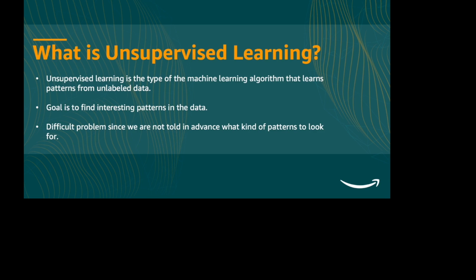And now, what is the goal? The goal is to find interesting patterns from the data. However, this term interesting pattern is very subjective and varies from problem to problem. Since it is subjective, it is very difficult. This is one of the reasons that unsupervised learning problems are very difficult, because it is not clear from the beginning what kind of patterns to look for, and even if we know what kind of patterns to look for, it is very difficult to steer models towards identifying those patterns.